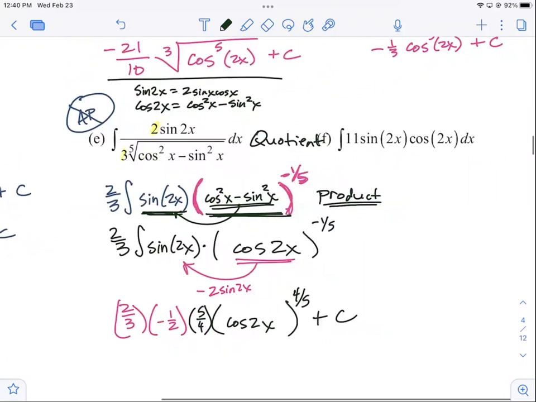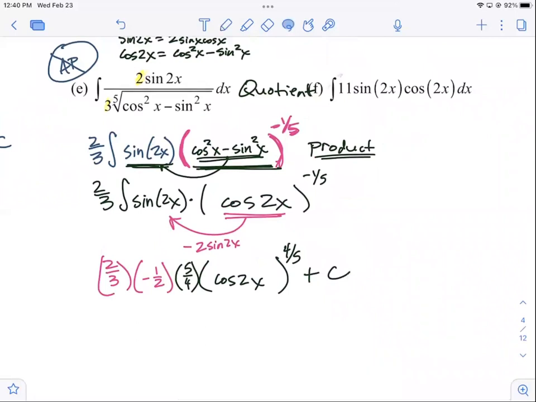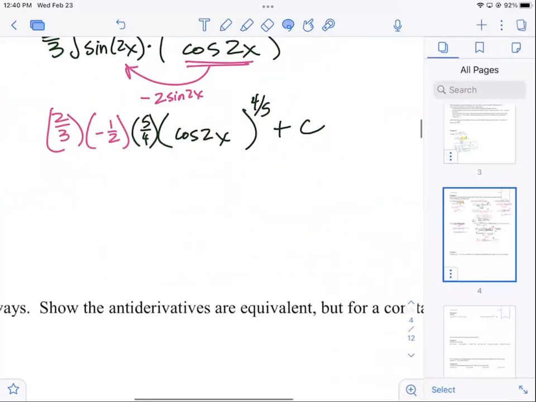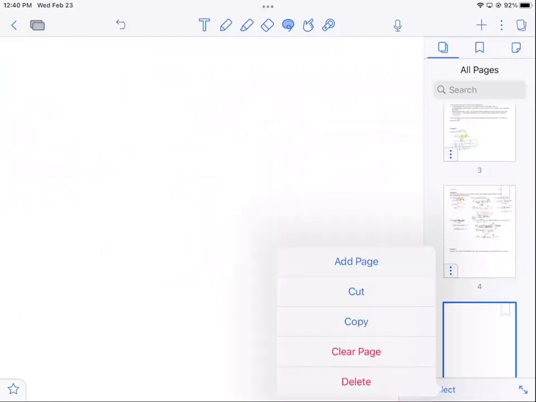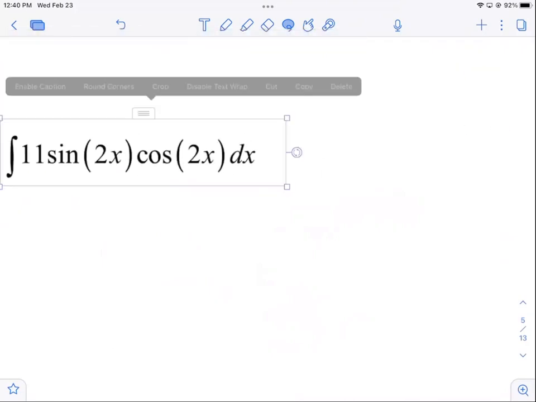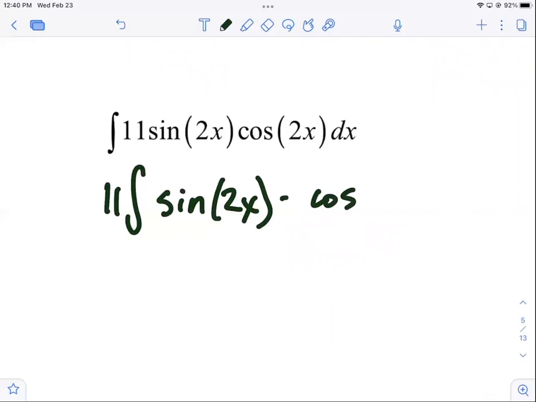All right, now let's look at the last one here. This one, I'm running out of room, so let me just copy it and paste it over here somewhere. Well, let me add a page. Another page. There's not enough on this assignment. This one will be close to the record. All right, so I spy an 11 that's coming out front. Yep. And now we got sine of 2x times cosine of 2x.